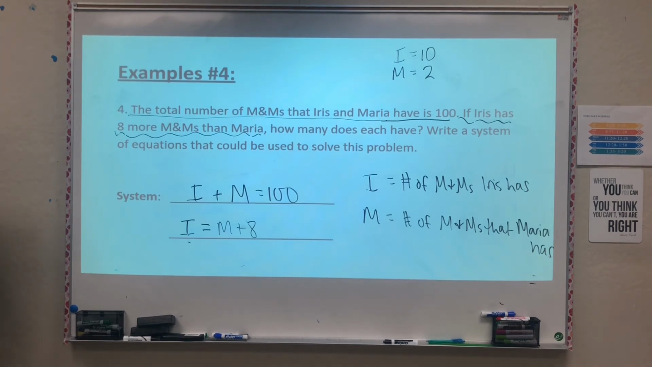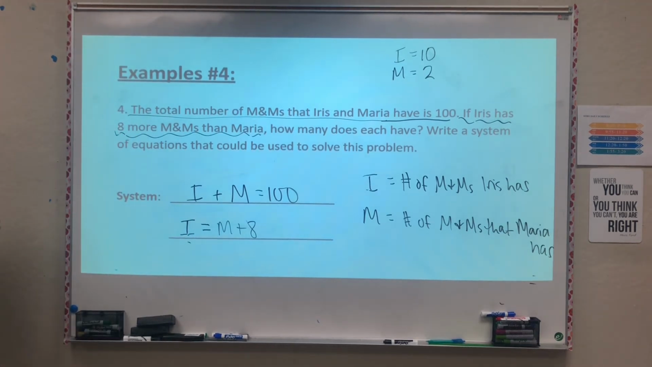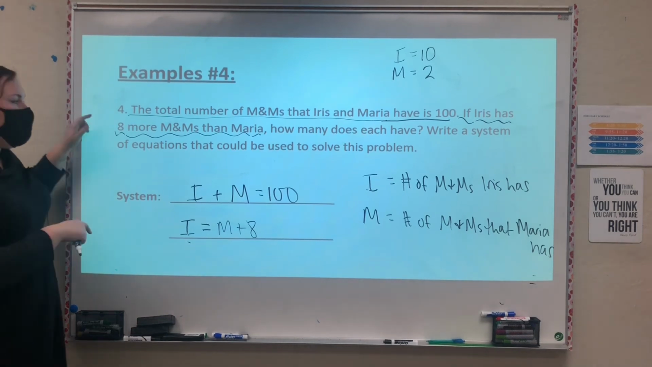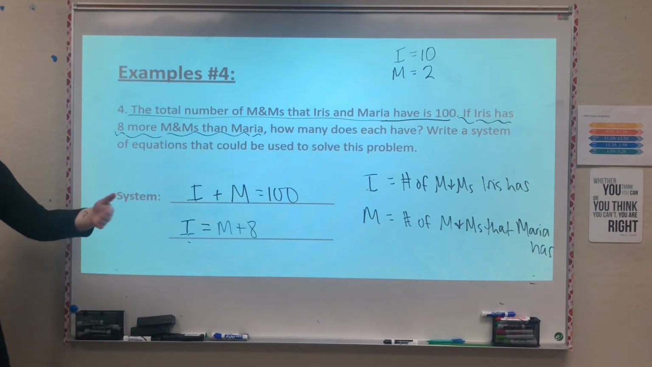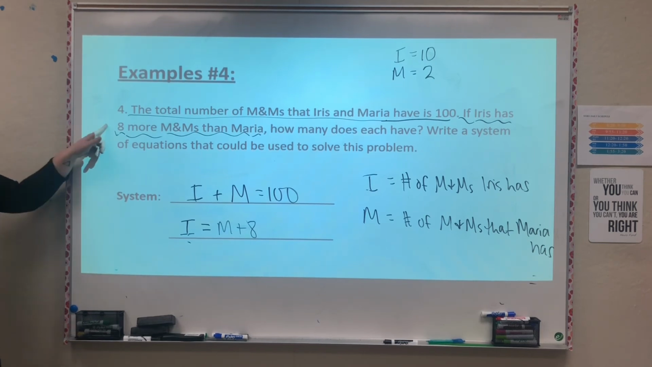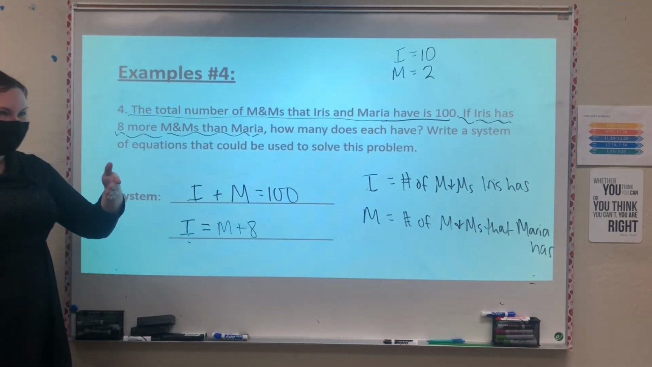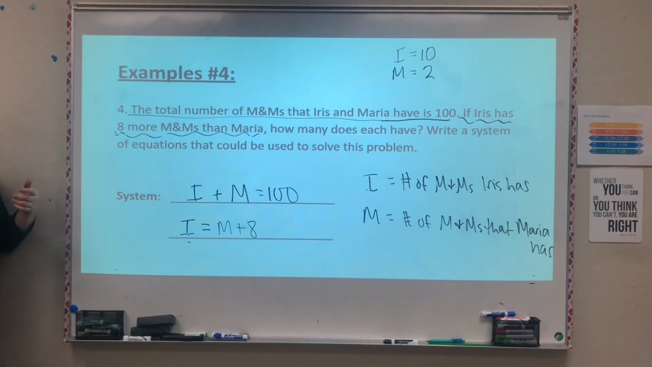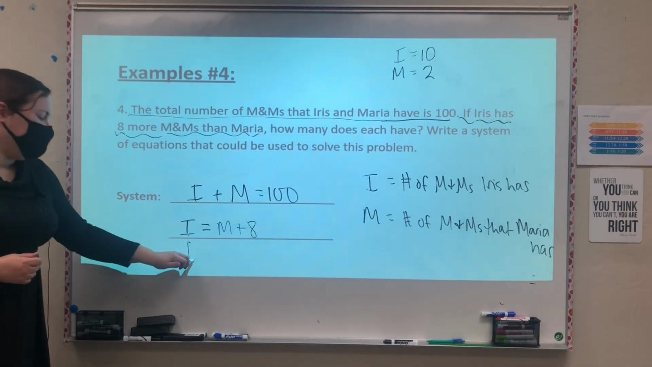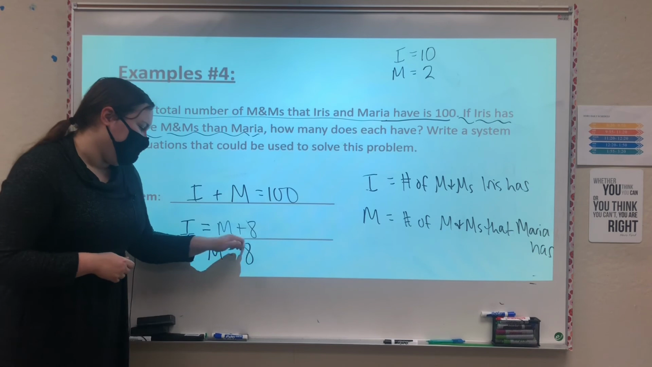Another way you can think of that line right there, so this is one way. Some people think of it as if Iris has 8 more M&Ms than Maria, it means the difference between the two amounts is 8. I've changed it to use the word difference. Difference means subtraction. If Iris has 8 more than Maria, it means if you took Iris's, subtracted Maria's, you're left with 8. So another way you could write this is with subtraction. You could say, well, if Iris has more, she's going to start. If you subtract Iris and Maria, it equals 8.